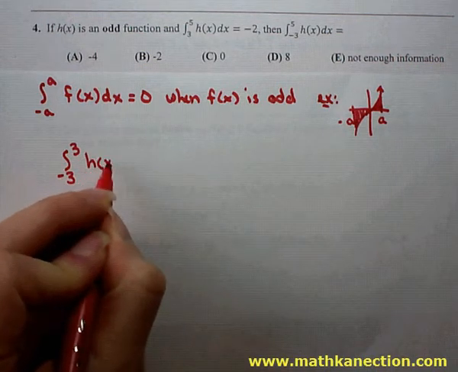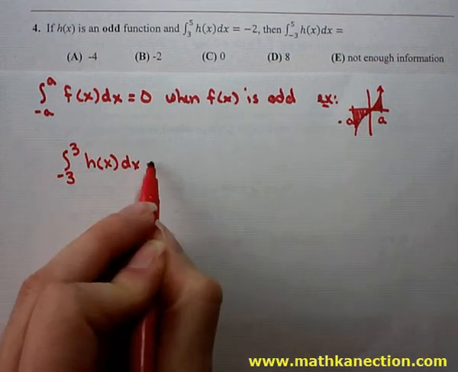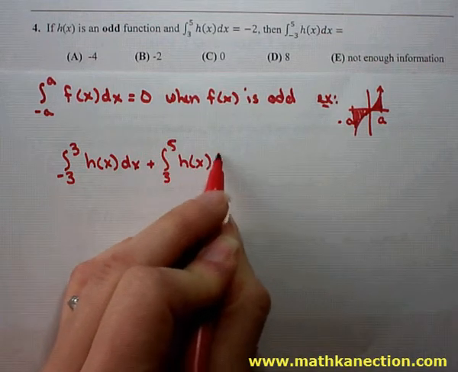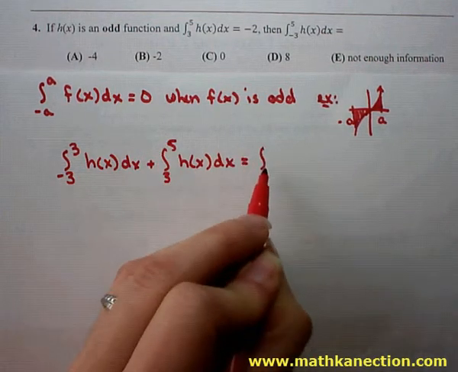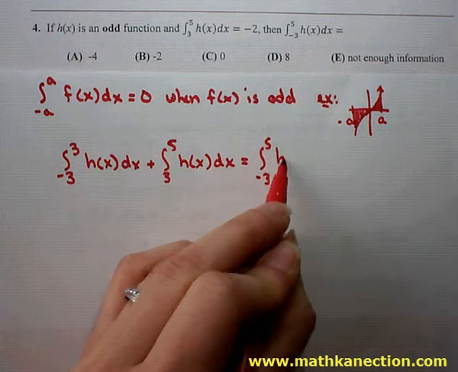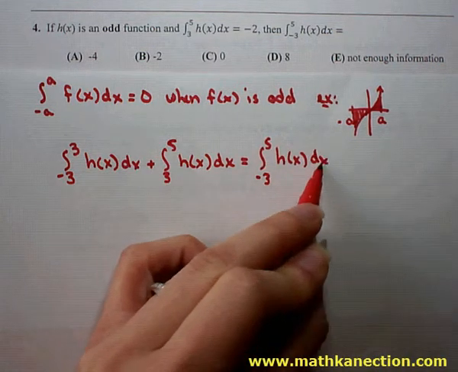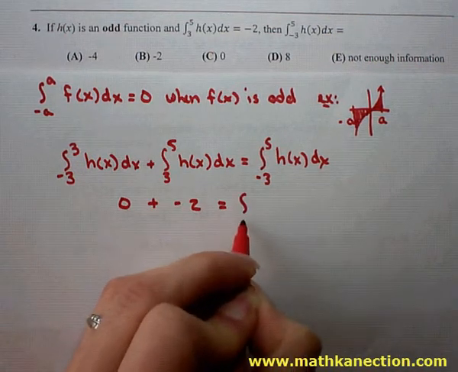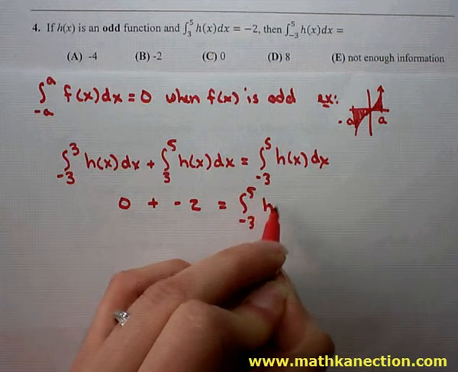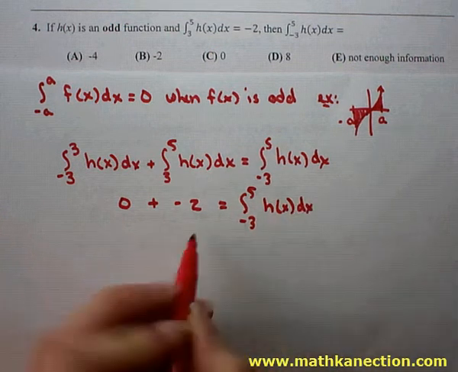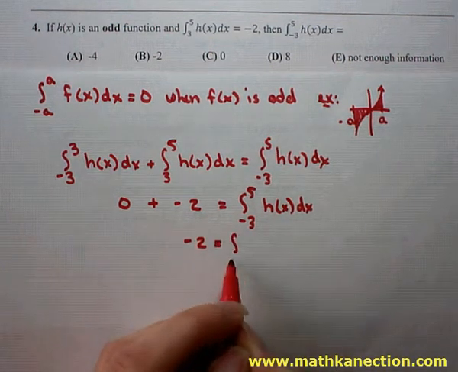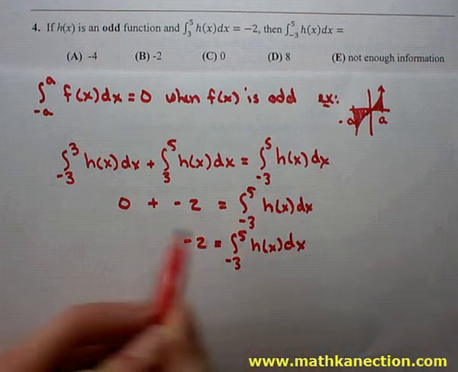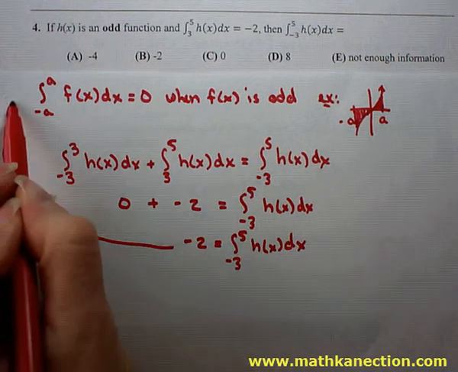So to look at the integral from -3 to 5, we're going to look at the integral from -3 to 3 of h of x dx plus the integral from 3 to 5 of h of x dx. And that equals the integral from -3 to 5 of h of x dx. From -3 to 3, that's 0. From 3 to 5, that's -2, which was given in the problem. So the integral from -3 to 5 of h of x dx is equal to -2, which is letter choice B.